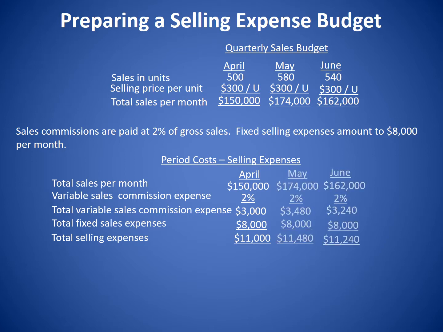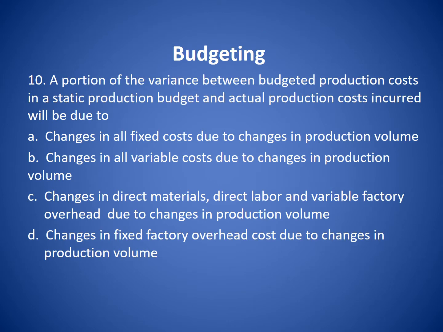We repeat this process for May and June, and the items that change are obviously our sales, based upon our sales unit change, plus our sales commission. You can see the amounts are different for May and June.